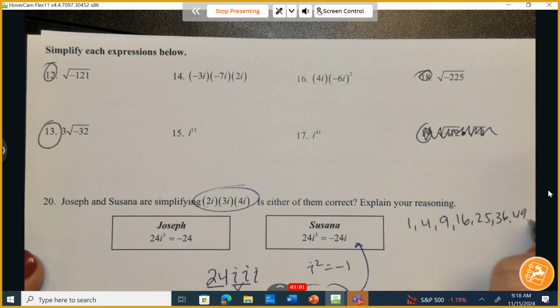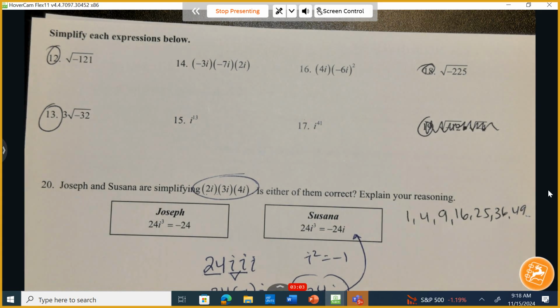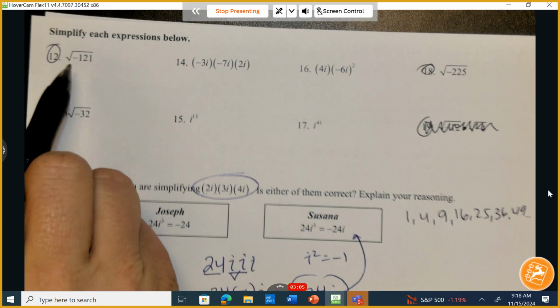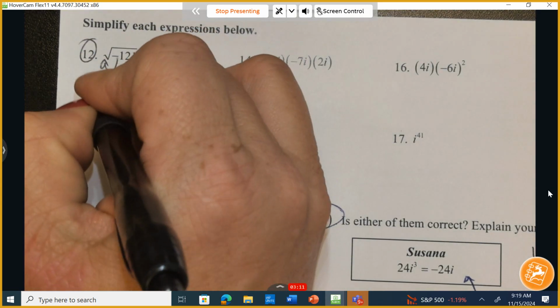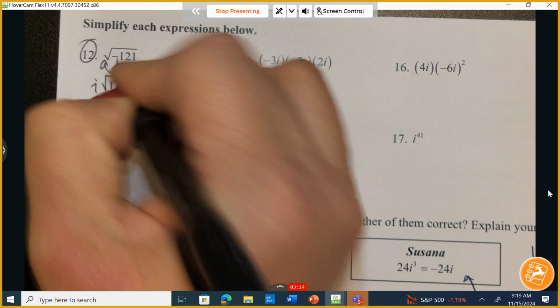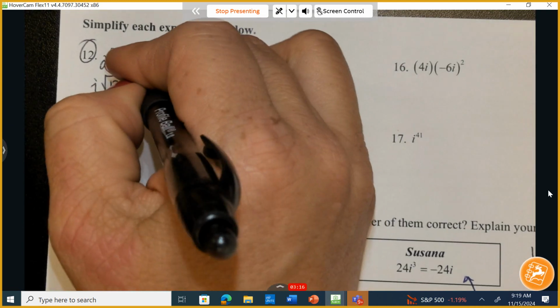I may not go the whole way. It doesn't stop at 49. It goes 64, 81, 100, and so on. So when I look at this, we've learned we cannot take the square root of a negative value. So that negative sign is going to jump up front. And now I ask myself, do I know the square root of 121? I do. It is 11.